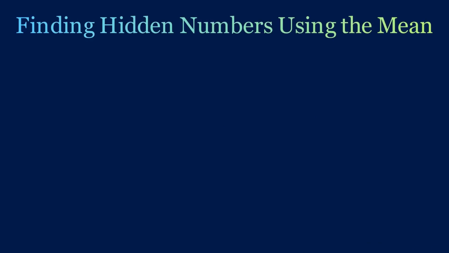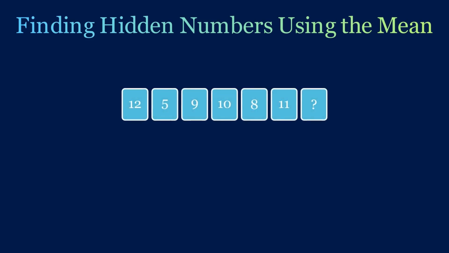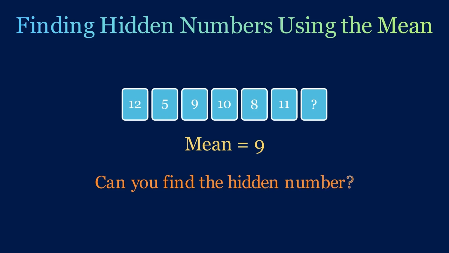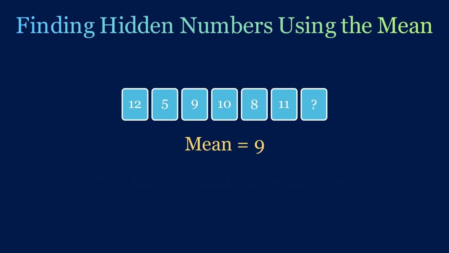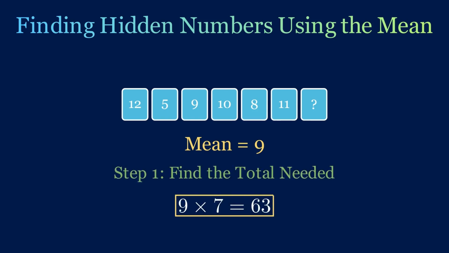Now, let's use the mean to find a hidden number. Look at these numbers: 12, 5, 9, 10, 8, 11, and a hidden number. We are told that the mean is 9. Can you find the hidden number? Let's solve it step by step. First, find a total that all 7 numbers must add up to.